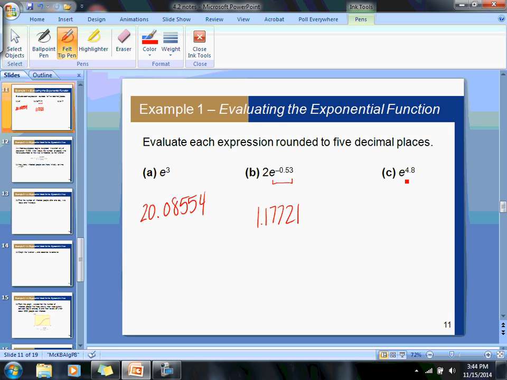And then for part C, you're going to have e to the 4.8. So you can take e to any power. Over here we had it to the nice whole number of 3. Here we have a decimal. Okay, here we had a negative decimal. But when you raise it to the power of 4.8, you get 121.51042. So your book will have you do some problems like that in your homework just to practice your skills on your calculator and make sure you know how to use e and how to type it in and how to evaluate it.